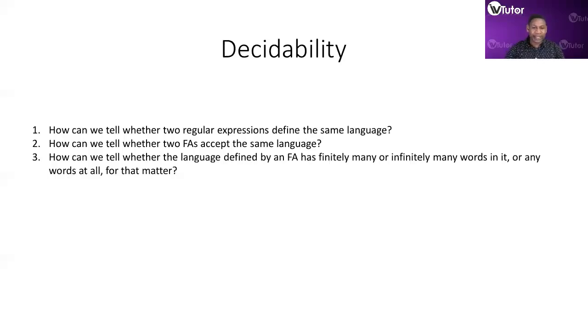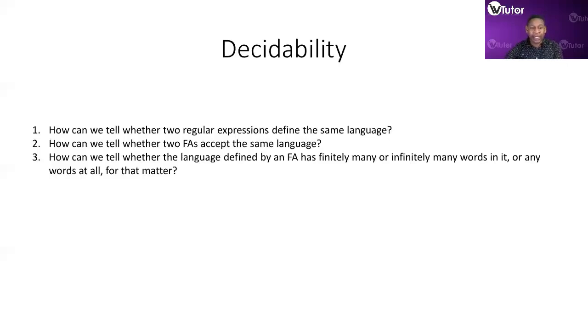Decidability is a concept where we are asking the question, is there a solution to this? If there is a solution, what is the procedure to get the solution? So in decidability, for regular languages, we can ask the following questions. How can we tell whether two regular expressions define the same language? How can we tell whether two finite automata accept the same language?